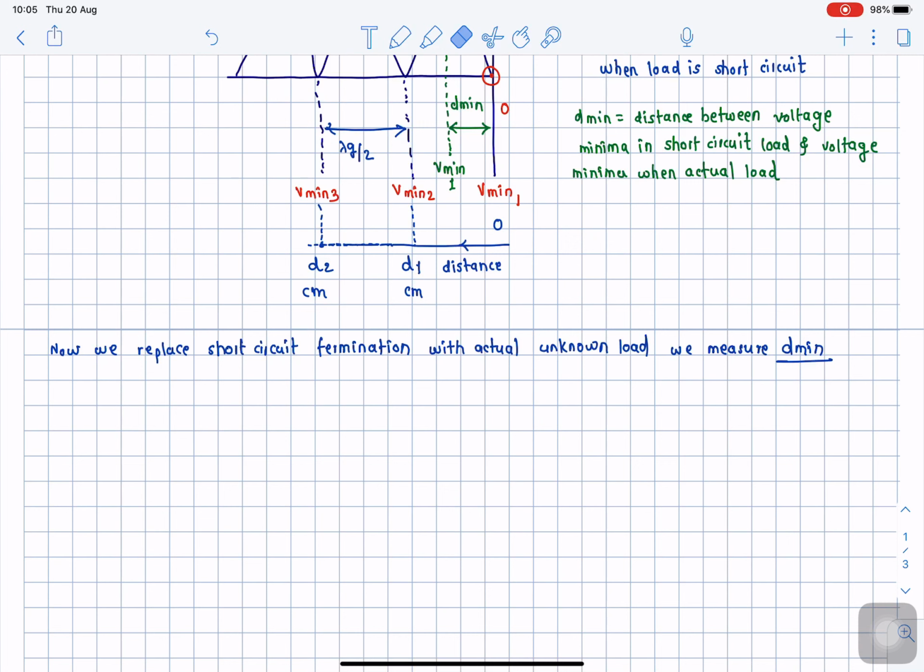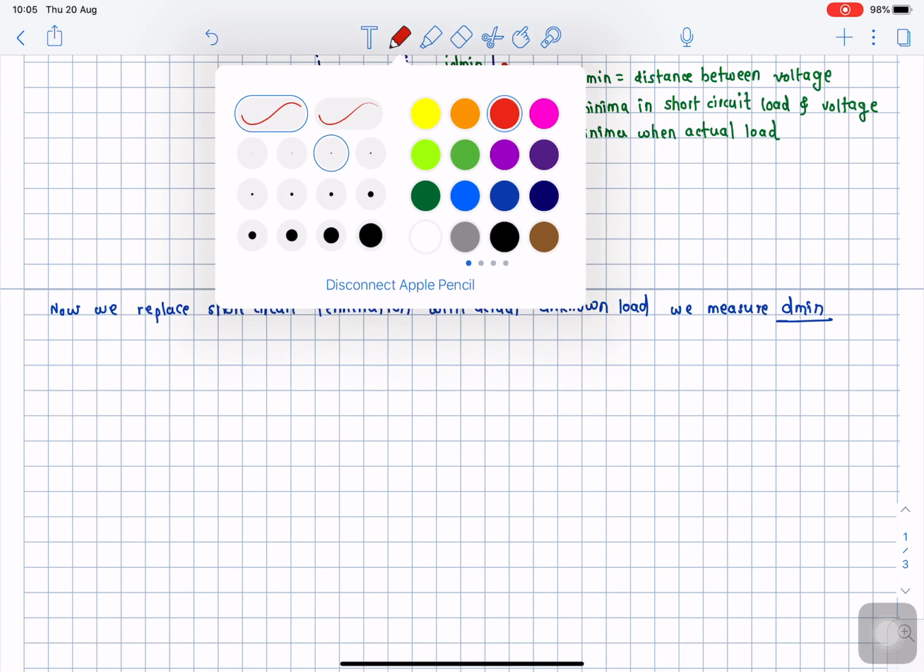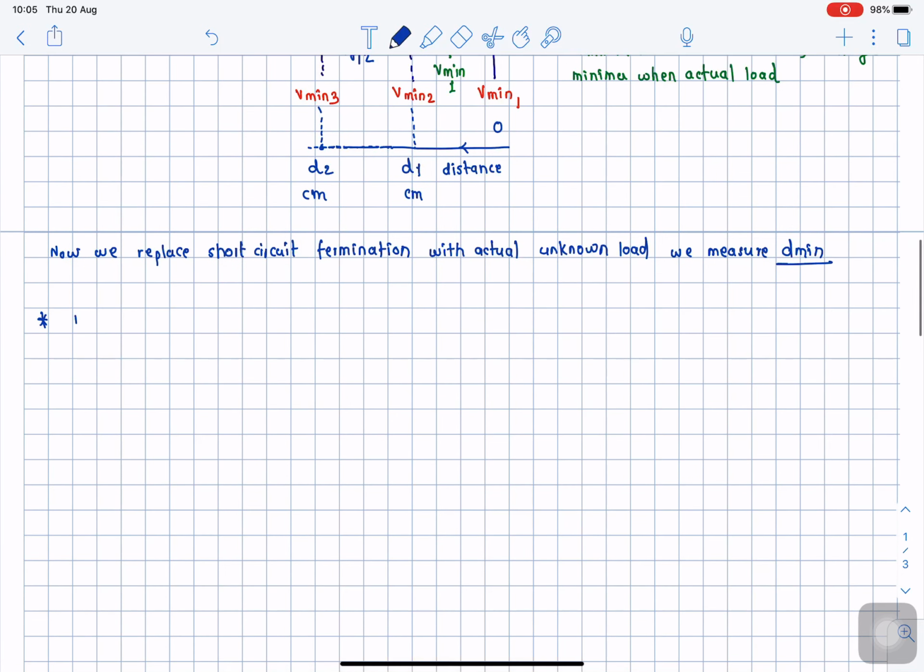So here I will give the heading as frequency measurement. Now we will go ahead with the frequency measurement technique. In this procedure we will see how to measure an unknown frequency without using a frequency meter or wave meter.